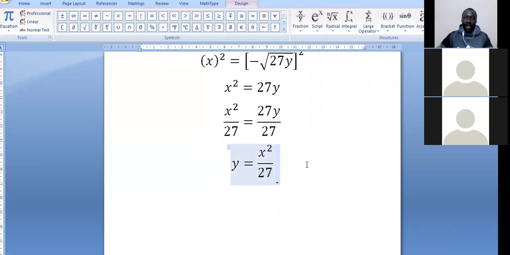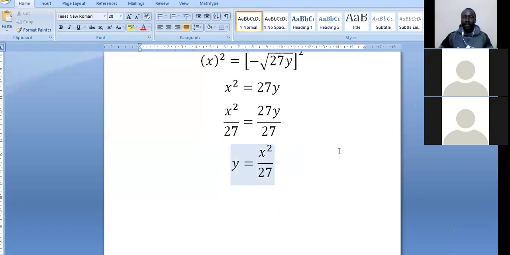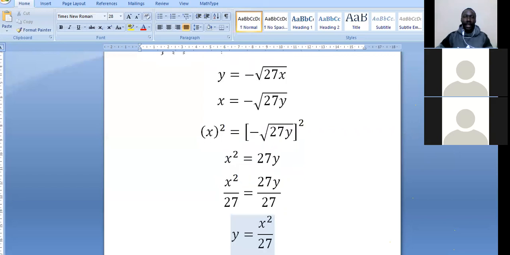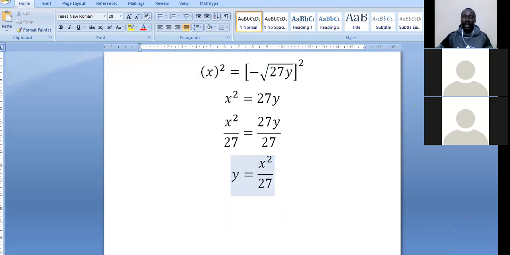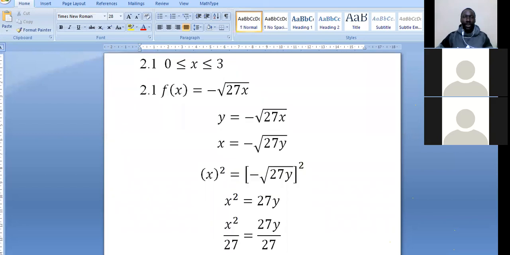So yes, this is going to be the inverse function of the function f of x equals the minus square root of 27x. So yes, this is how you determine the inverse function. And that is the solution to question 2.1.